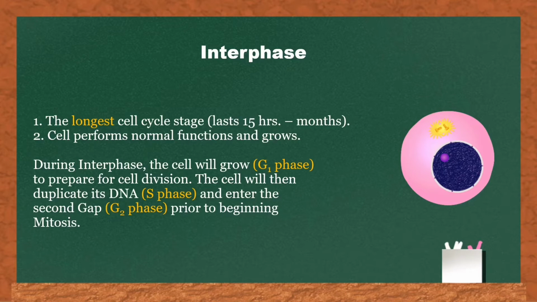Interphase is the longest cell cycle stage. During interphase, the cell will grow in G1 phase in order to prepare for cell division. The cell will then duplicate its DNA in S phase and enter the G2 phase prior to beginning mitosis cycle.